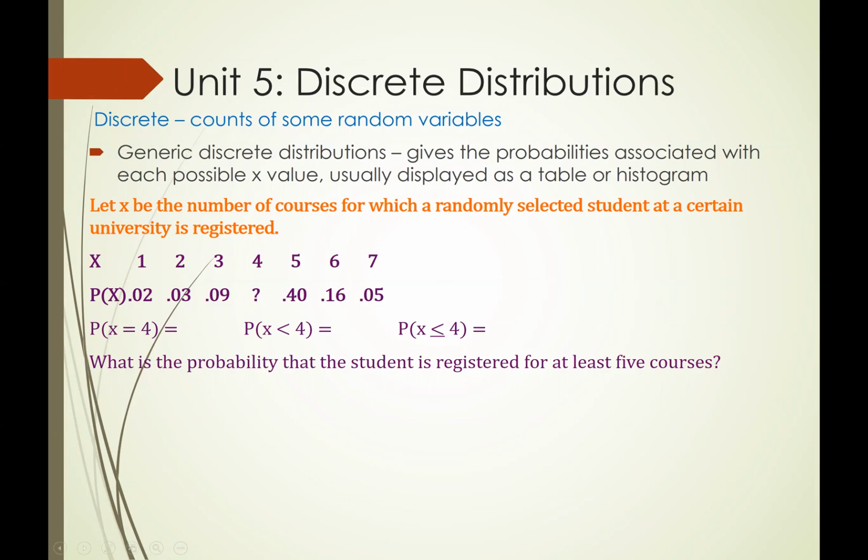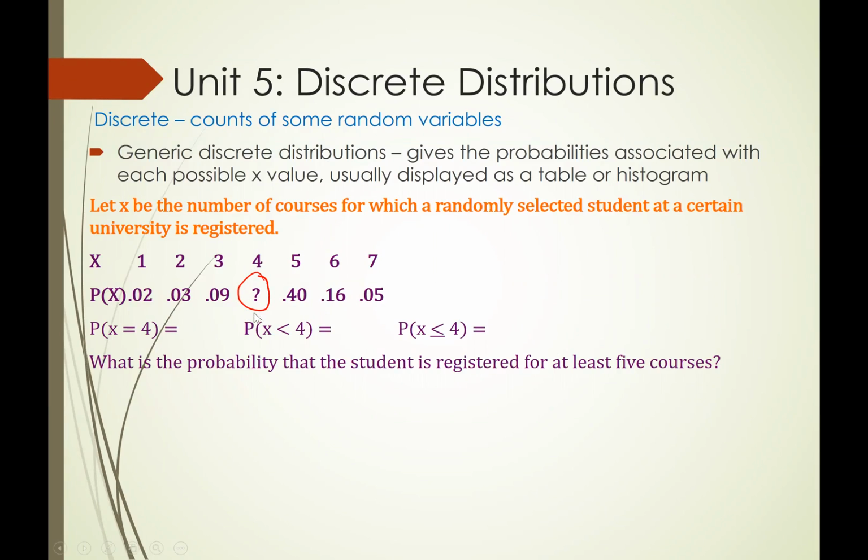So let X be the number of courses for which a randomly selected student at a certain university is registered. Notice it goes from 1 to 7, but they skipped 4. First of all, notice it doesn't start at 0 here. The reason it doesn't start at 0 is because you can't be registered for 0 courses and still be a university student. So these X's can be any number. They do not have to start at 0.